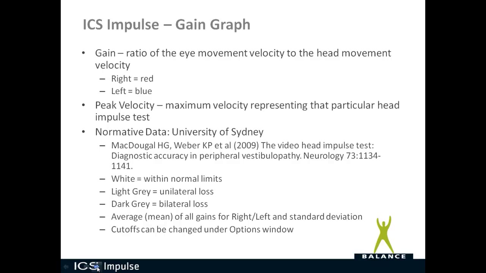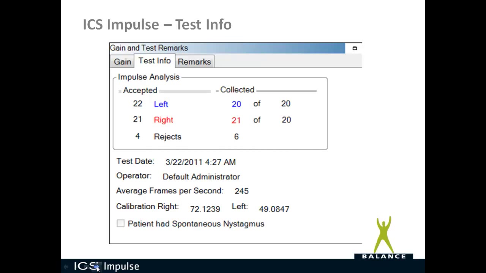Under the options window, under lateral head impulse, those cutoffs for the normative data can be modified. Under test info, what I want to talk about here is the difference between accepted and collected. There are actually two algorithms that assure that you collect accurate data and that you analyze accurate data. So the first thing is the collection algorithm.